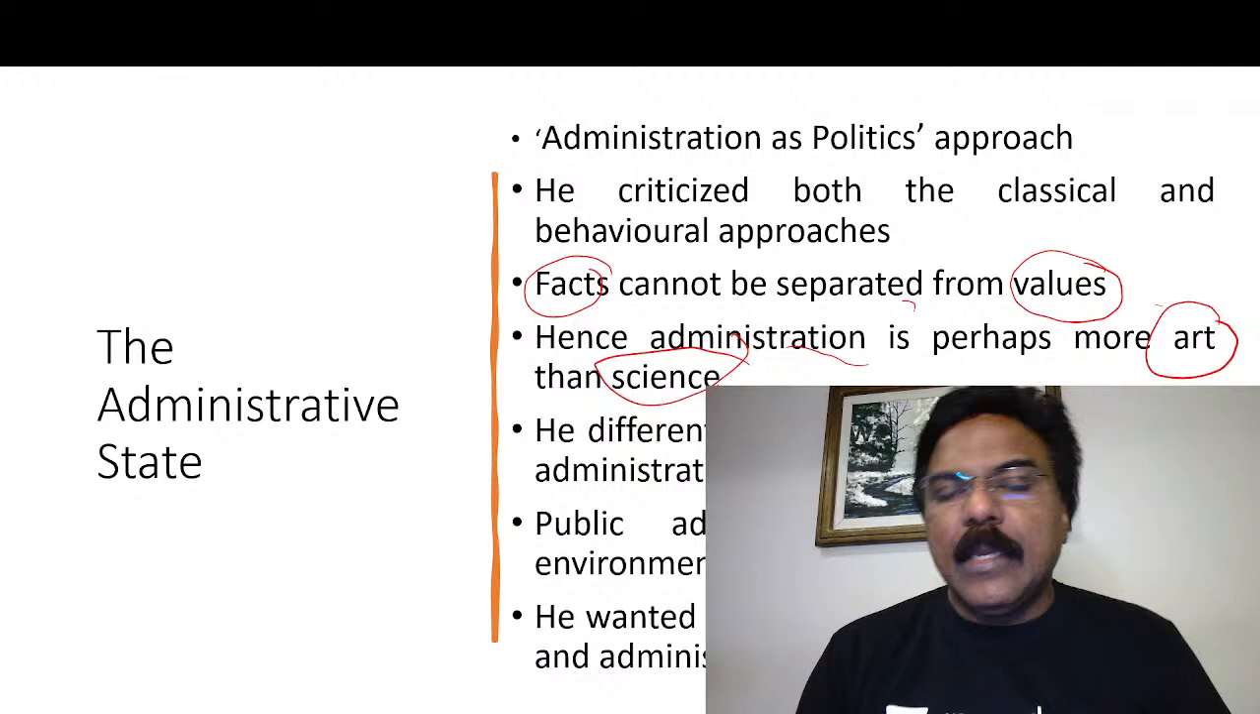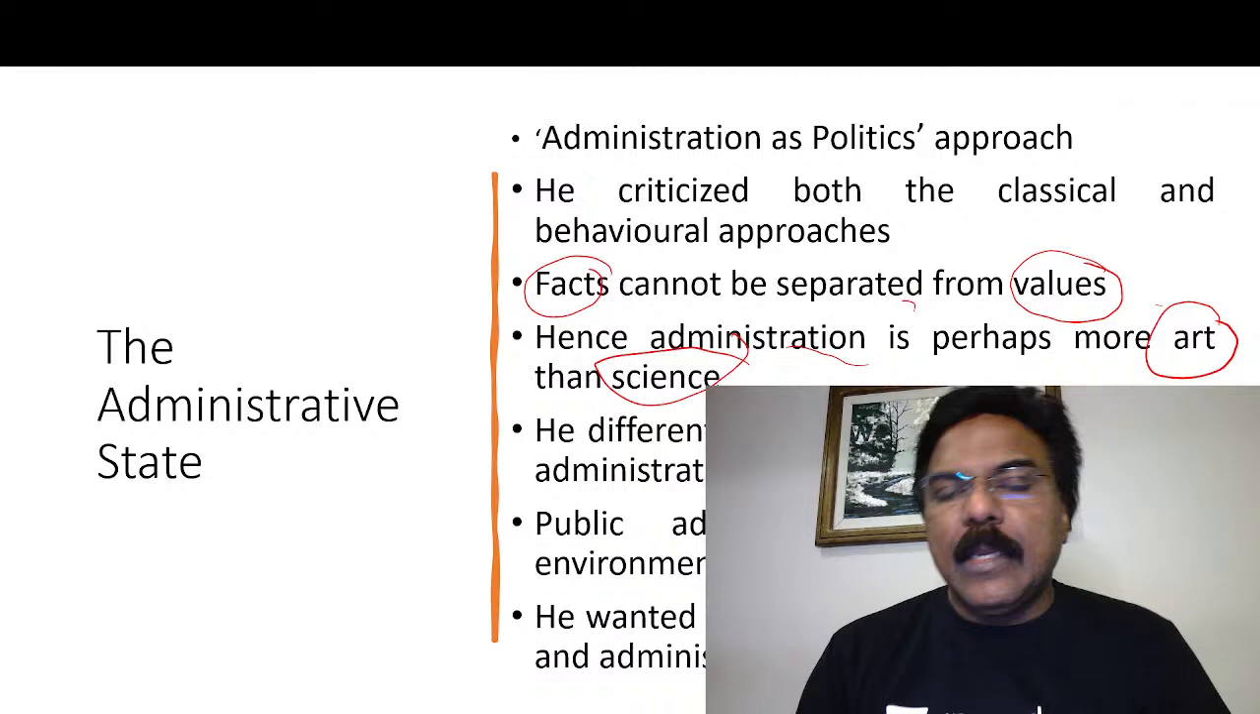So because of this, there will definitely be, that's why he said there will be intrinsic tension between democracy and bureaucracy. And he also said the politics administration dichotomy is false. So he said administration as politics approach. And he also said whatever efficiency bureaucracy is demanding from you, you vet with the due process of law. Don't go against law. And he also said government cannot be run like a business.